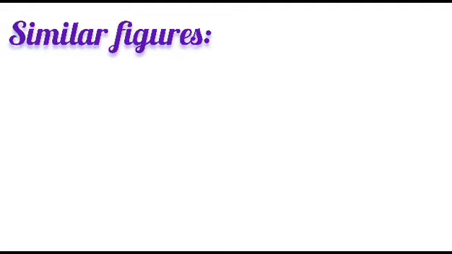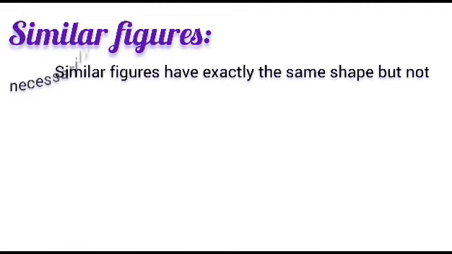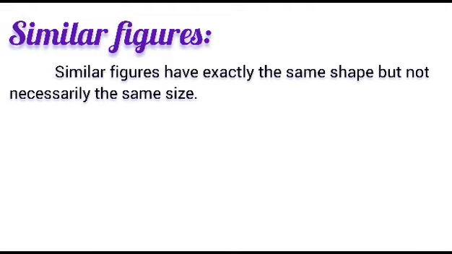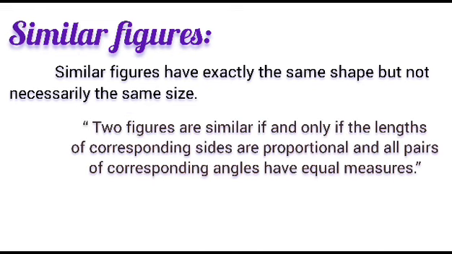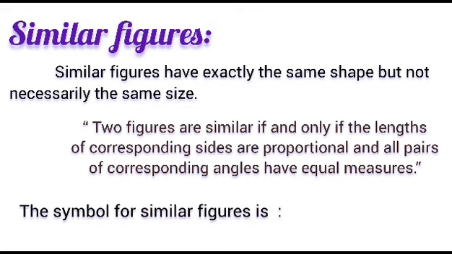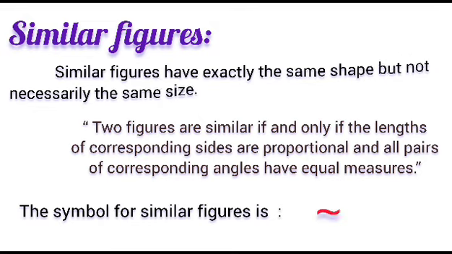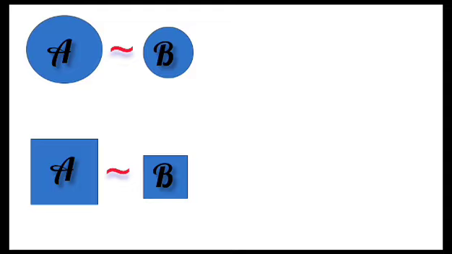The next one is similar figures. Similar figures have exactly the same shape but not necessarily the same size. Two figures are similar if and only if the lengths of corresponding sides are proportional and all pairs of corresponding angles have equal measures. Here, the size doesn't matter at all. The symbol for similar figures is this. These are some examples of similar figures.